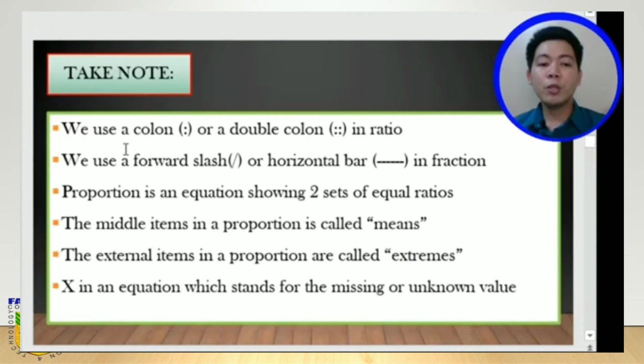Alright, so take note that we use a colon, or a double colon in ratio. So, colon kapag ratio, mag-double colon ka kapag meron ka ng dalawang ratio or proportion. So, we use a forward slash or horizontal bar in terms of fraction. So, proportion is an equation showing two sets of equal ratio. Siyempre, yung middle item sa proportion, tinatawag natin yung means. At yung external items dun sa proportion, tinatawag nating extremes. And x in an equation stands for the missing or unknown value.